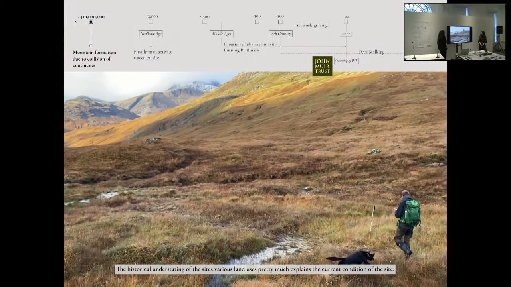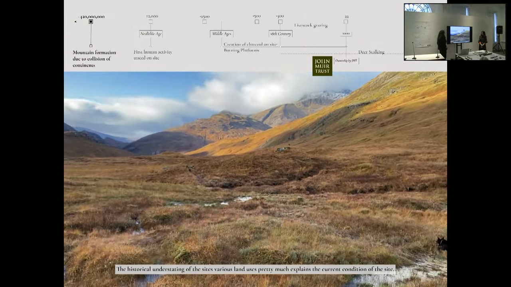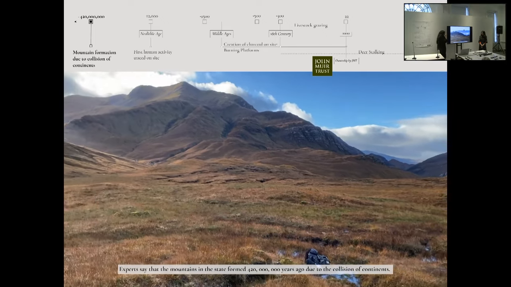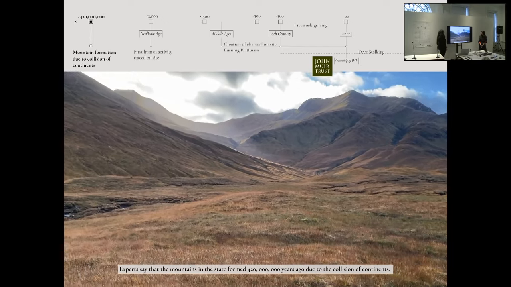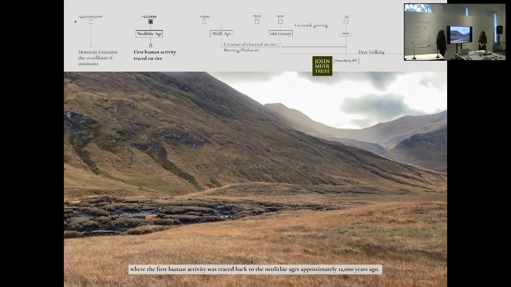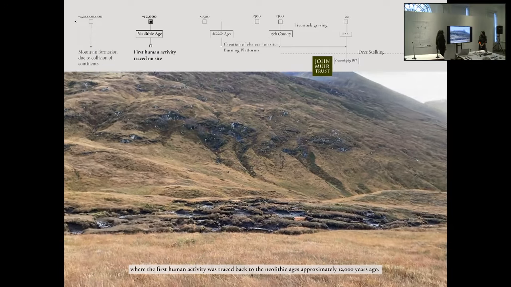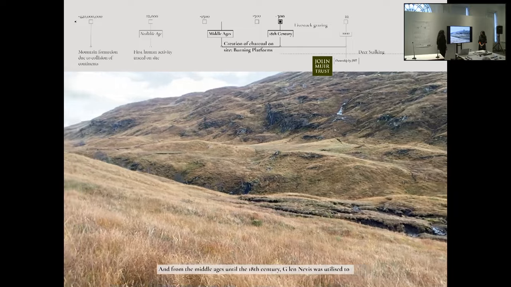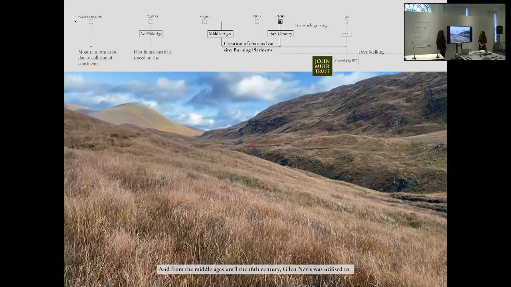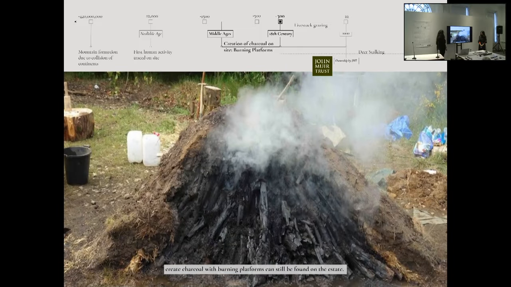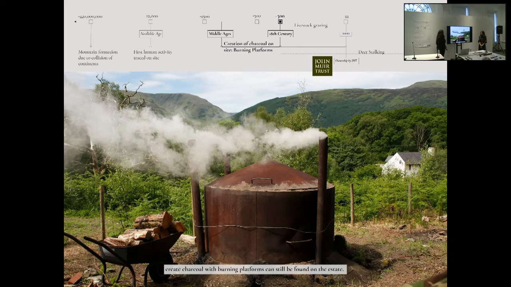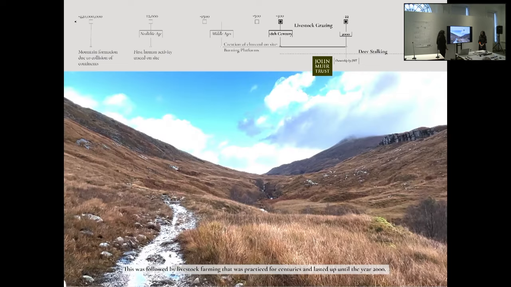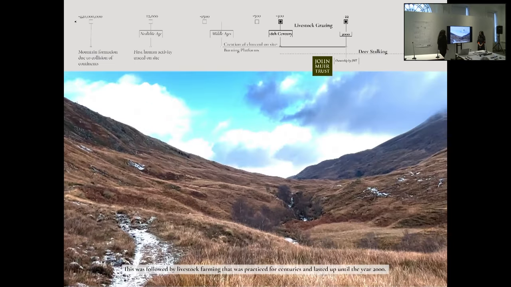The historical understanding of the site's various land uses pretty much explains the current condition of the site. Experts say that the mountains in the estate formed 420 million years ago due to the collision of continents, where the first human activity was traced back to the Neolithic age, approximately 12,000 years ago. From the Middle Ages until the 18th century, lime trees were utilized to create charcoal within burning platforms that can still be found on the estate. This was followed by livestock farming that was practiced for centuries and lasted up until the year 2000.